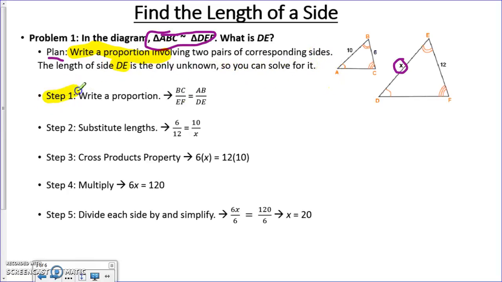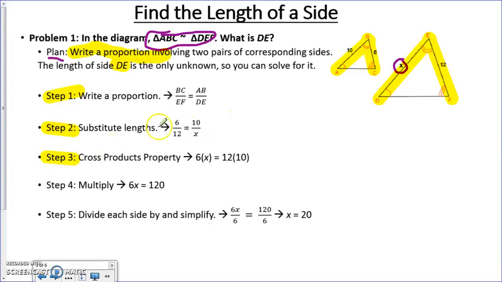So step 1 is to write a proportion. The first fraction that you see here are the two similar sides of the two triangles. So side length BC is similar to side EF. They are corresponding sides. Equals side length AB over side length DE. They are the other two corresponding sides. Step 2, you're going to substitute the lengths. So side length BC is 6, EF is 12, AB is 10, and DE again is the side length we're looking for, so we can give it the variable x.